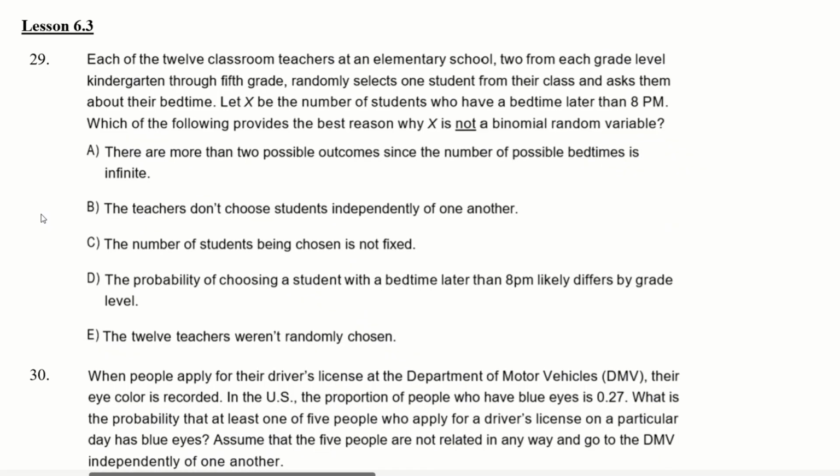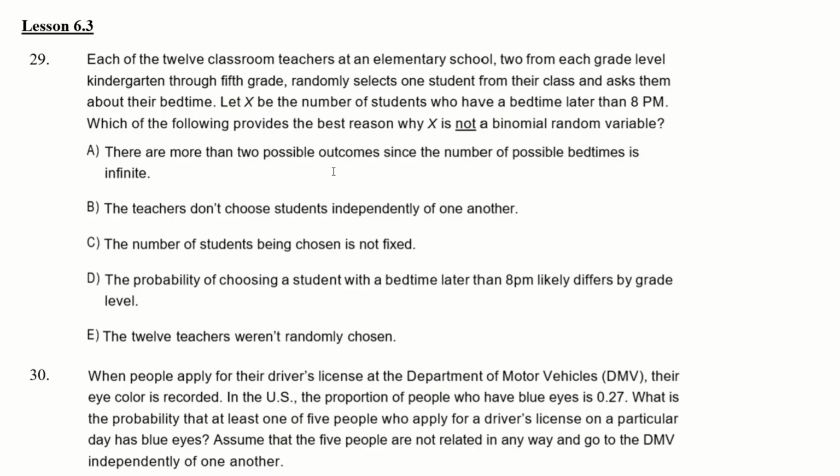So 6.3. Each of the 12 classroom teachers at an elementary school, 2 from each grade level, kindergarten through 5th grade, randomly selects one student from their class and asks them about their bedtime. Let X be the number of students who have a bedtime later than 8 p.m. Which of the following provides the best reason why X is not a binomial random variable? All right, so looking at A, it says there are more than 2 possible outcomes since the number of possible bedtimes is infinite.